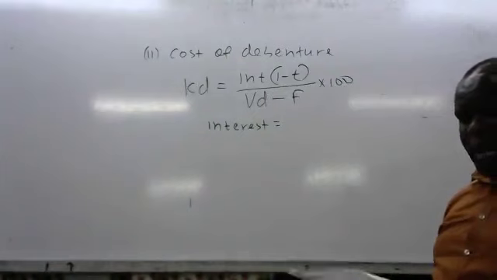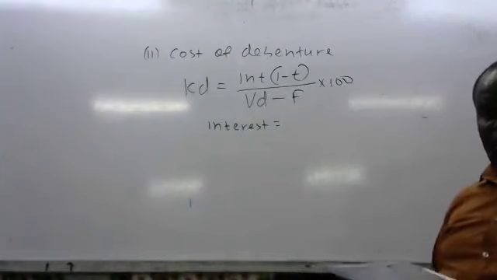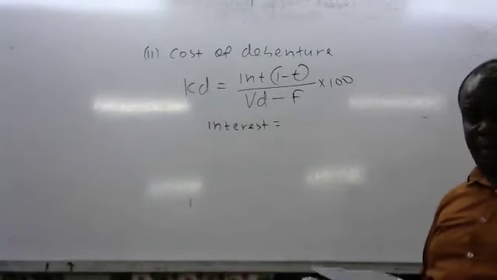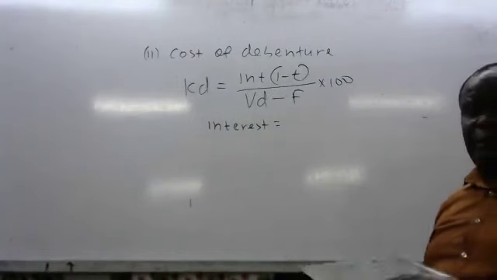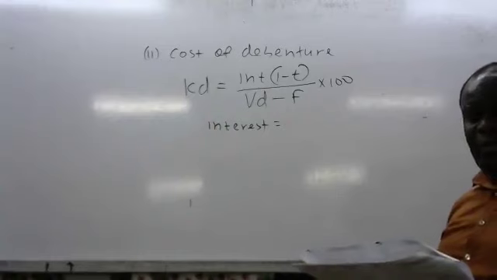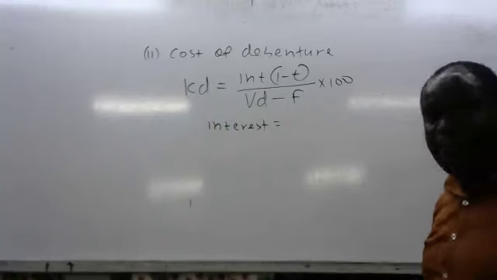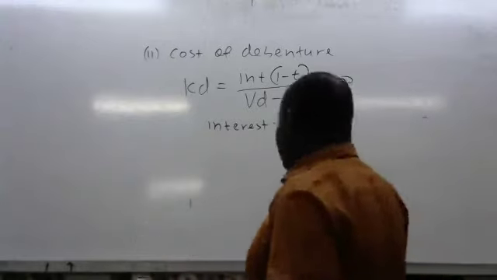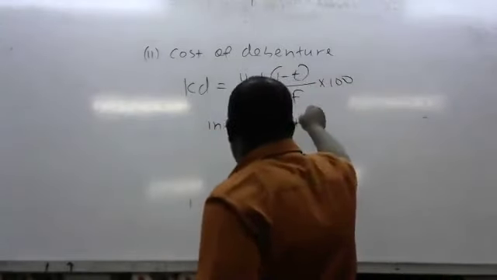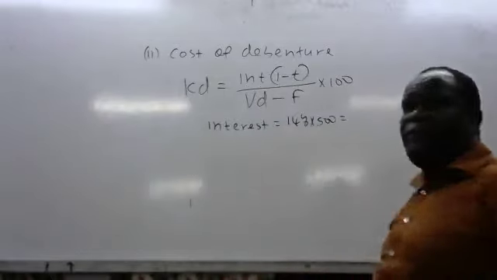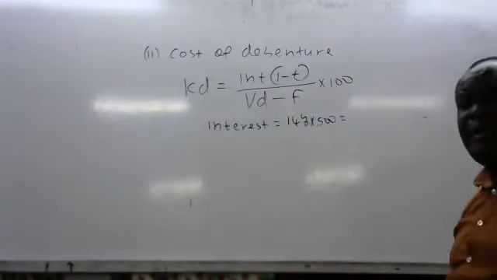When you go to the capital structure, under the long-term liabilities, you have been given 14% debenture stock. Then in brackets, the par value per debenture is how much? 500. So get 14% of 500. That will give you the interest per debenture.